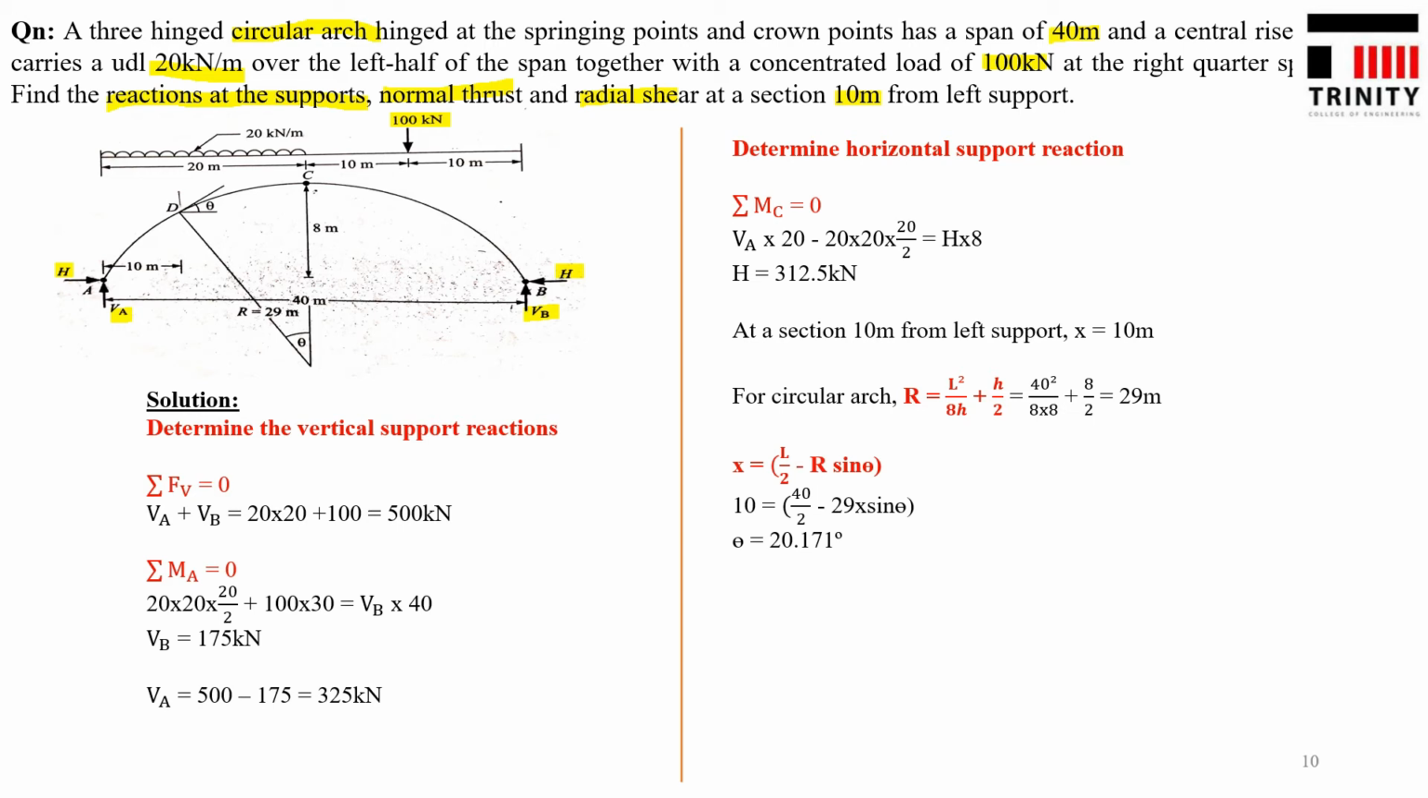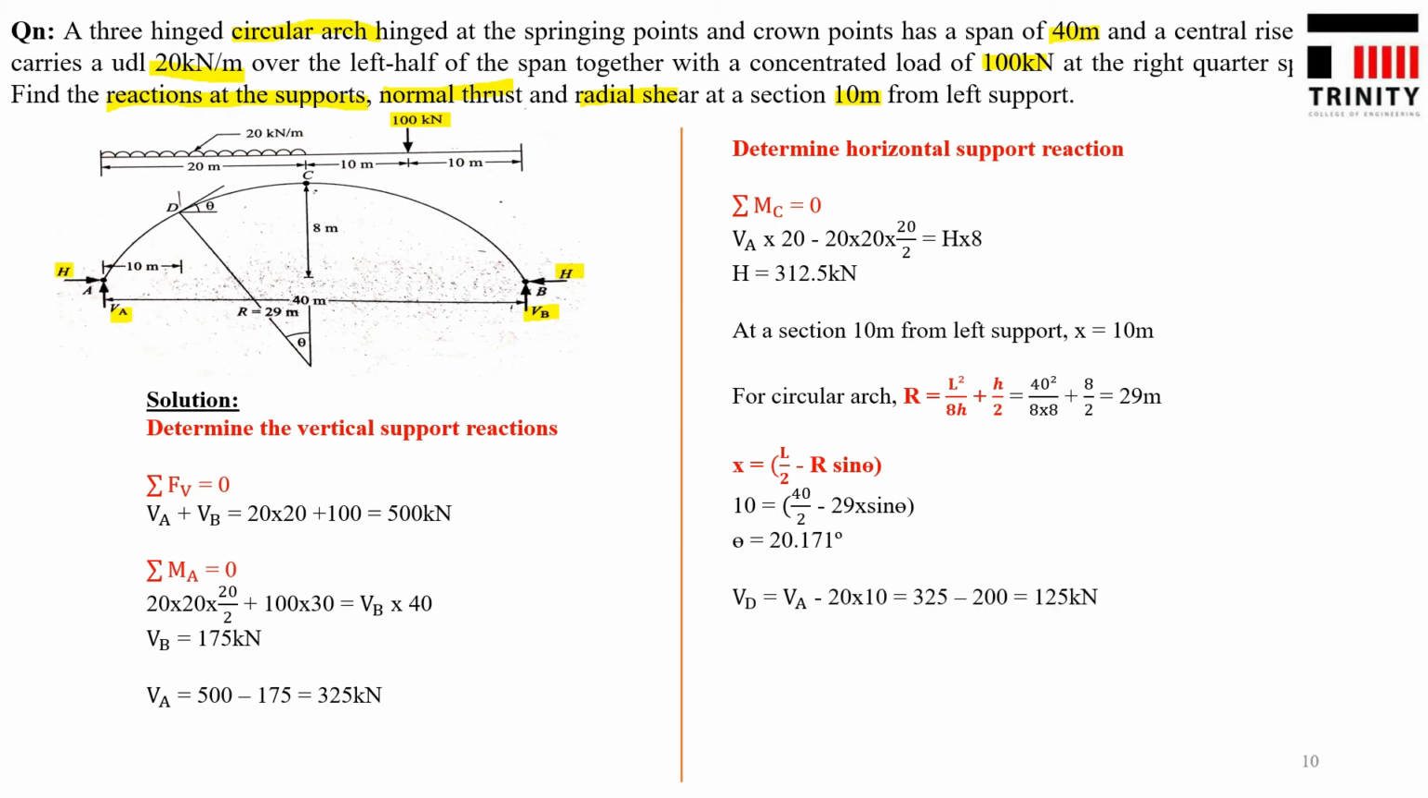For finding theta, you can use the equation x is equal to L by 2 minus r sine theta. From this equation, x is known, L is known, r is known. Find theta. So you will get theta is equal to 20.171 degree.